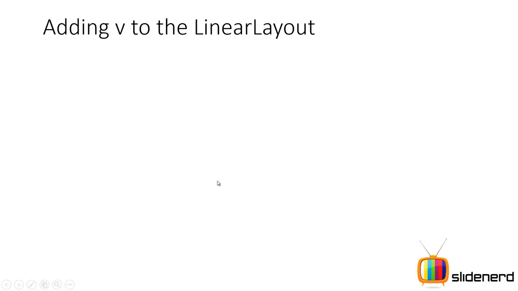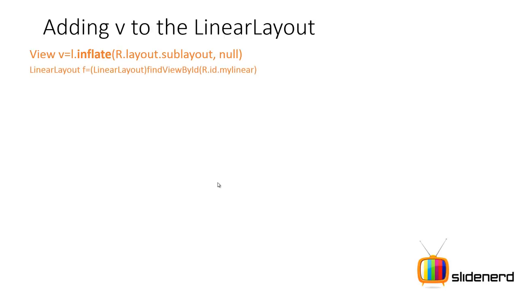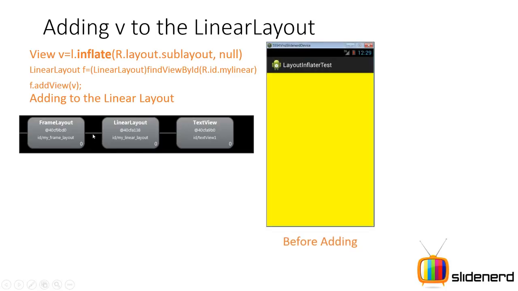Now you can also add it to the linear layout. Like I said, you just have to add this v to one of the layouts inside your main and you're done. So here again the same series of steps follow. You take the linear layout from XML by saying findViewById blah blah blah. Then you say f.addView, your v over here, and then if you add it to the linear layout, this is what happens. You have the frame layout, inside which you have the linear layout, inside which you have your text view, right?